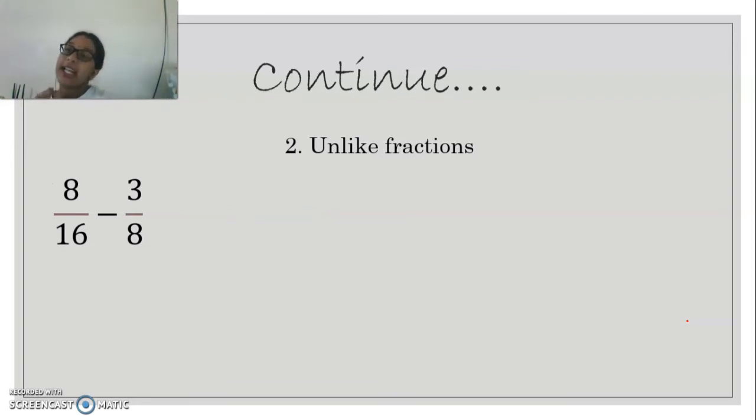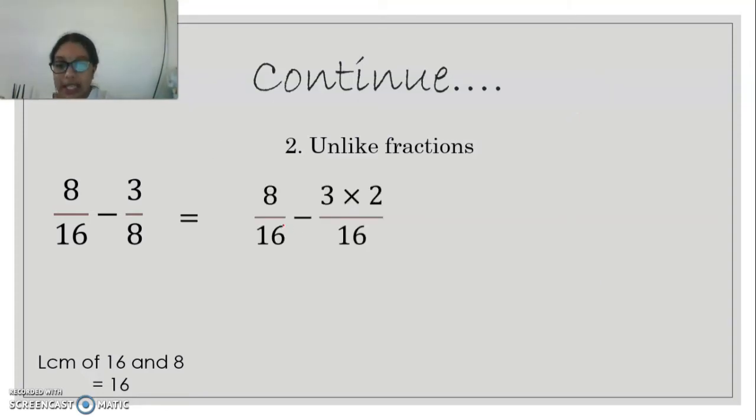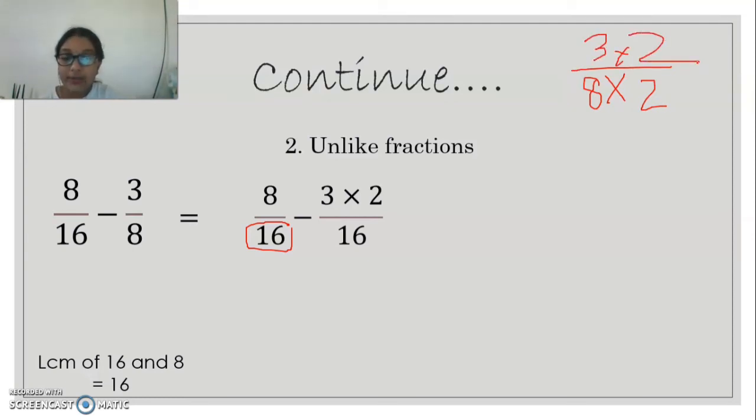Unlike fractions. Again, same, we're going to be doing the LCM of the numbers. LCM of 16 and 8 is 16 because 8 twos are 16. Now, the same thing over here. 16 is already there, right? So we don't need to do anything to the numerator. But in the second case, we need 16. So 8 into 2 is 16. So 8 twos is 16, right? Same thing will be multiplied by the numerator, which will give you 6 by 16.